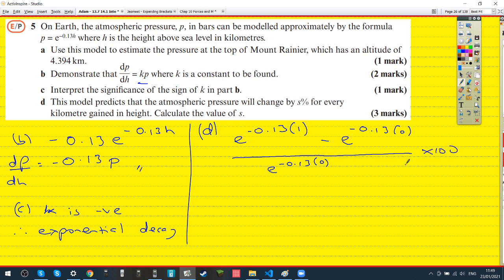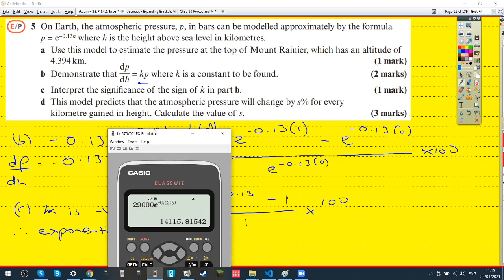What's easier, the reason why, instead of the difference between 1 and 2, or 3 and 2, or something like that, a difference of 1 kilometer, anything to the power of 0 is 1. So that's e to the minus 0.13 minus 1 over 1 times 100. And we don't even need over 1 because that's the same as itself.